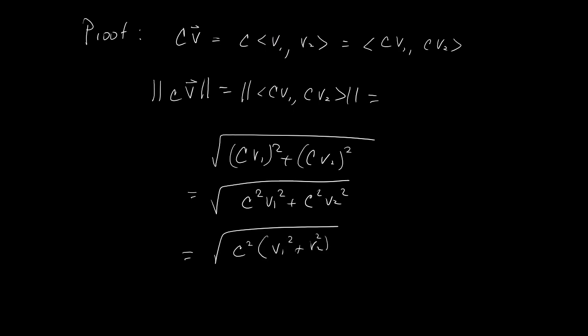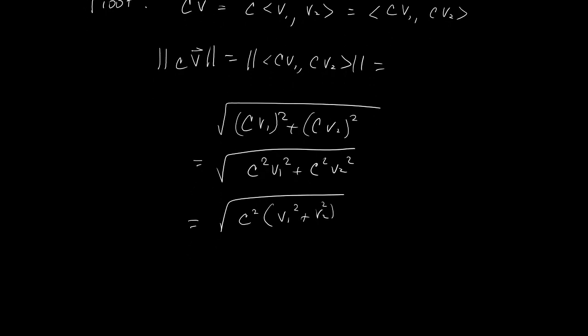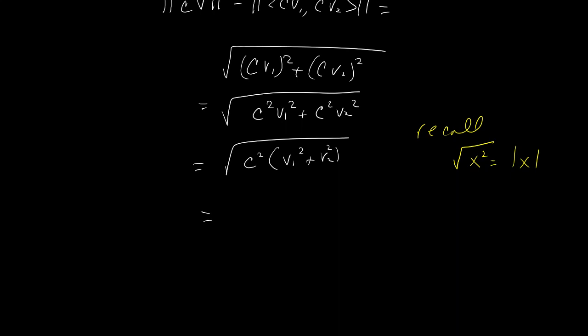All right, and remember, let me write this off to the side here. Recall, the square root of x squared is just equal to the absolute value of x. So this is going to be equal to the absolute value of c times the square root of v1 squared plus v2 squared. But the square root of v1 squared plus v2 squared is the magnitude of vector v. So that's the absolute value of c times the magnitude of vector v. And there we have proven our case.